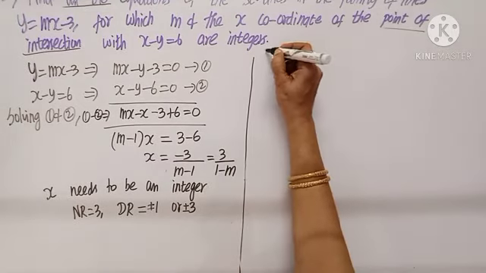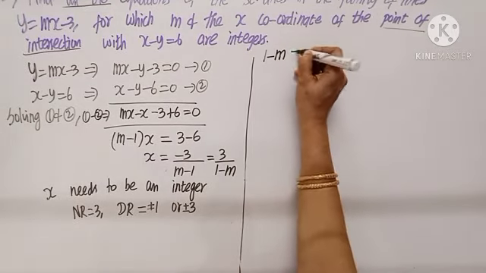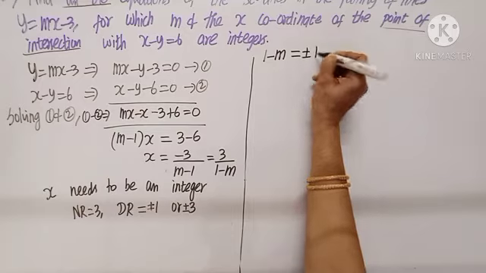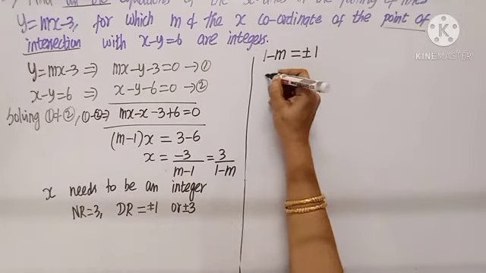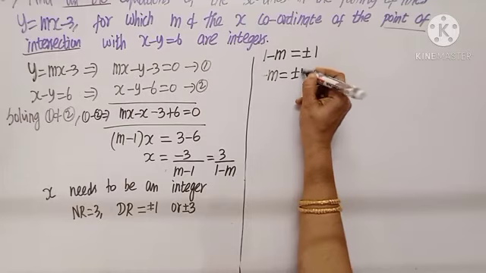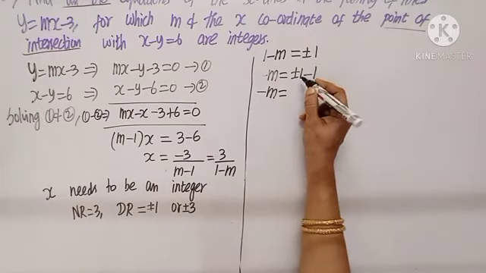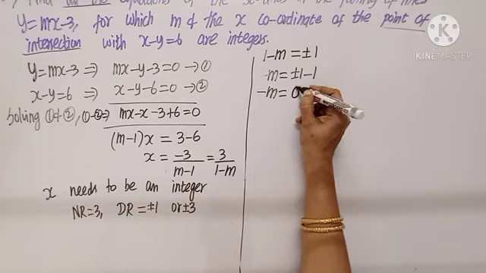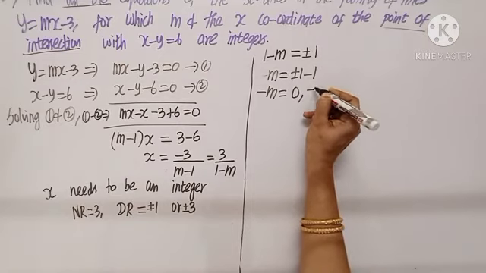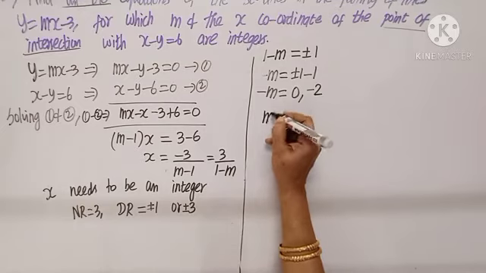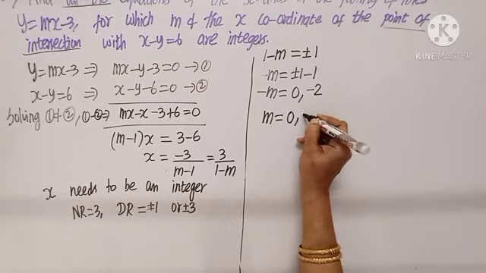What is the denominator? 1 minus m equals plus or minus 1. Minus m equals plus or minus 1 minus 1. Or minus m equals 1 minus 1, 0. Minus 1 minus 1 is minus 2. Or m equals 0 or 2.